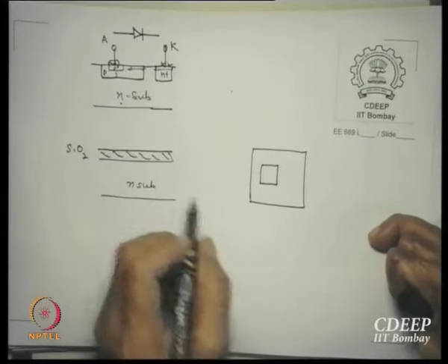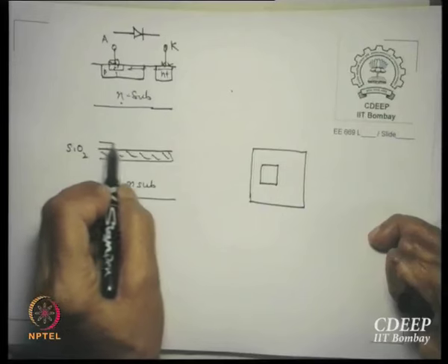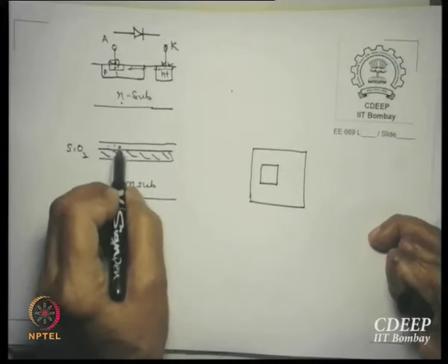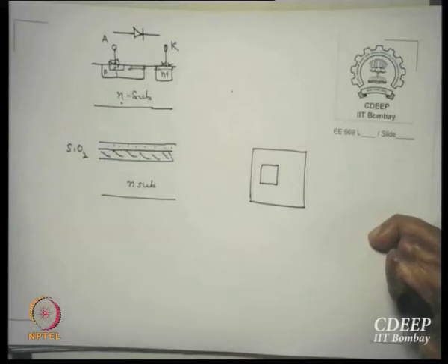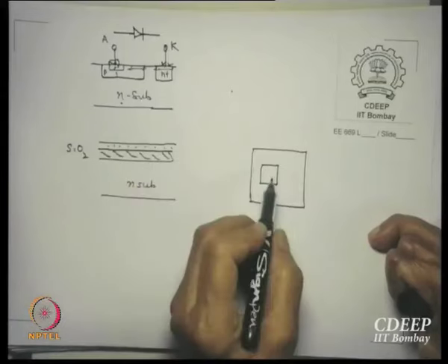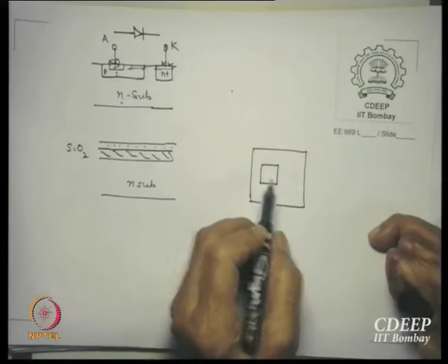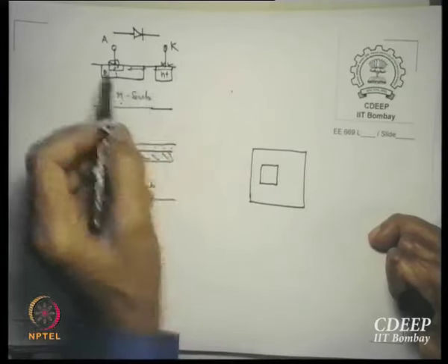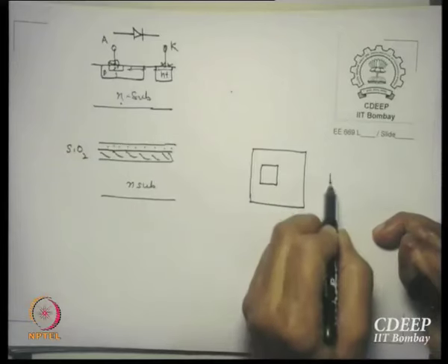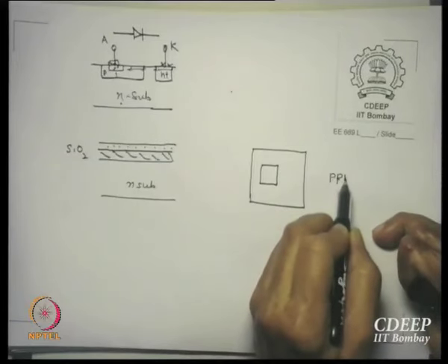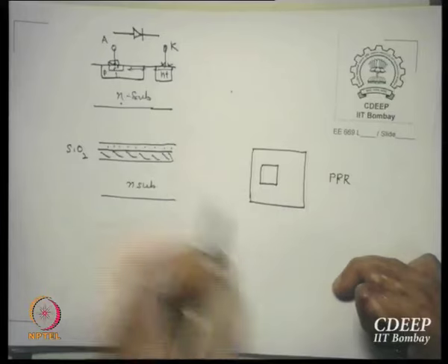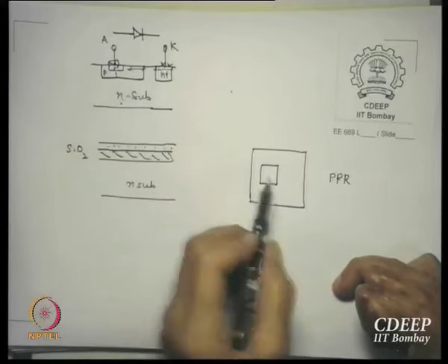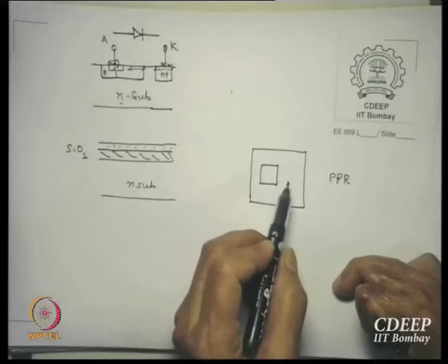Now if this is oxide, I coat this with a resist. Okay, if I coat it with this resist, then let's say this is the mask, okay, this area roughly. Now I want to see that this area is open and I am using PPR. Let's say the resist is PPR. So should this portion be dark or should this be clear?